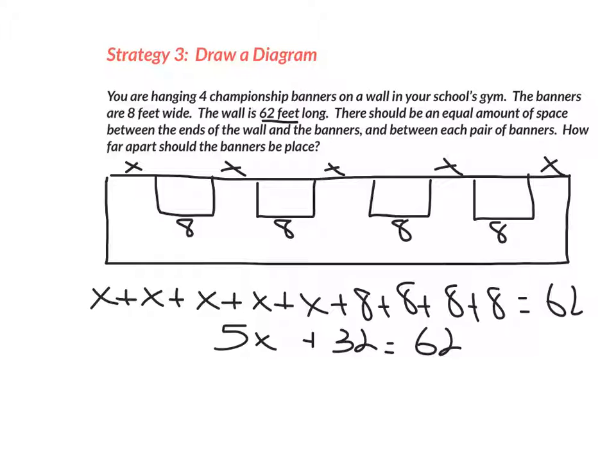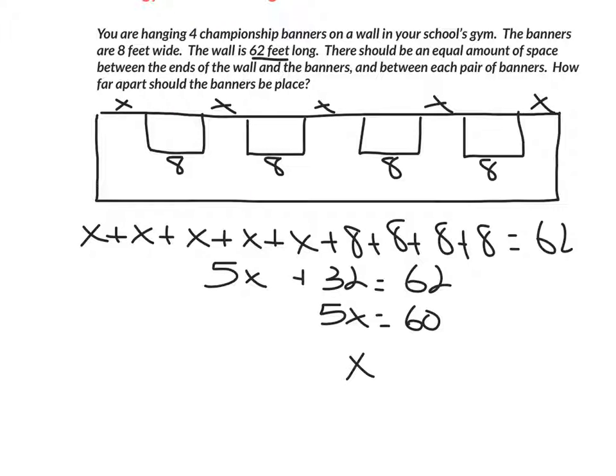So just solve your equation. Move the 32 over, and you get 60. Divide both sides by 5, and you should know this one. 60 divided by 5 is 12, so that should be 12 feet in between each banner.